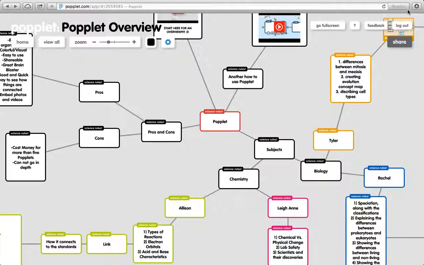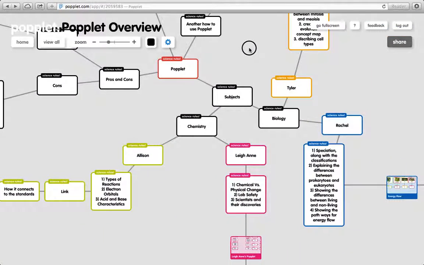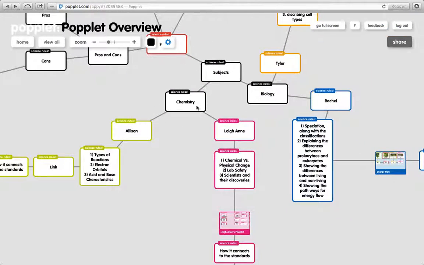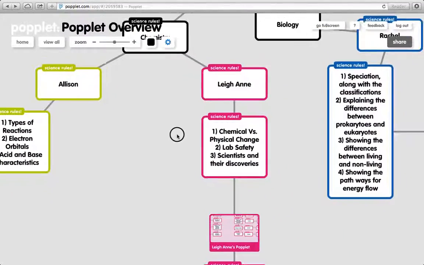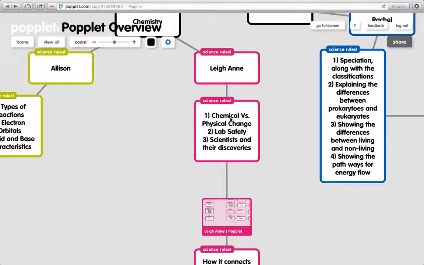I'm here to talk to you about my little side Padlet that I've gone through. So the subject area that I chose to go through is chemistry. And there's my name. And here are the ideas that I came up with that you can use Padlet for in the chemistry classroom. The first idea is chemical versus physical change.